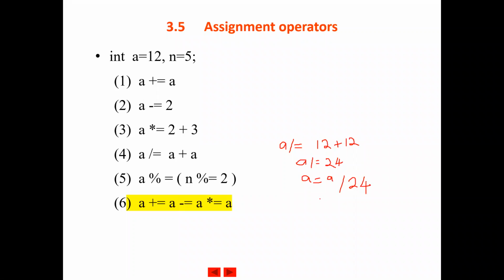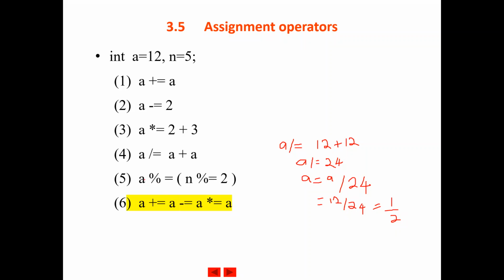12 by 24. So it will be 12 by 24, that is 1 by 2. 12 will go into 24 two times, so 1 by 2 or 0.5. But when you do integer division, it will be giving you 0.